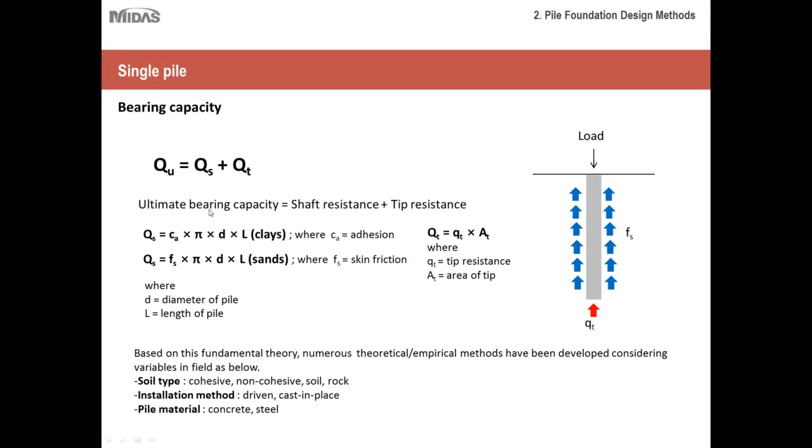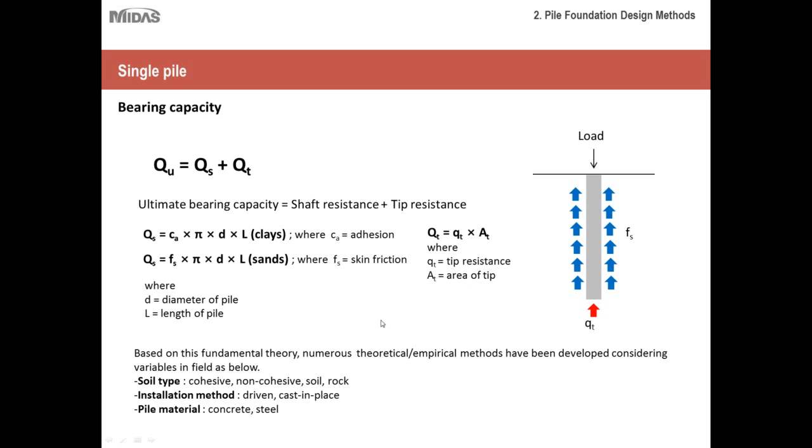And if it's an end bearing pile, then it will just have the end bearing component, not the skin friction. And as you can see, the skin friction or the shaft resistance is dependent upon the kind of soil you are using. Depending on the type of soil layer, you will have either the coefficient of adhesion or the coefficient of skin friction that is to be used. And for tip resistance, you can see Qt times At, which is the tip resistance times the area of the tip.